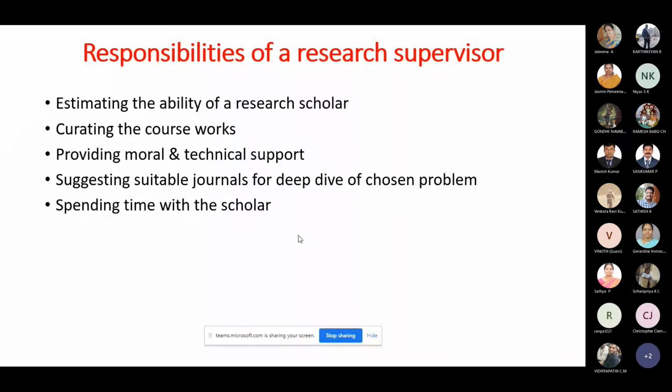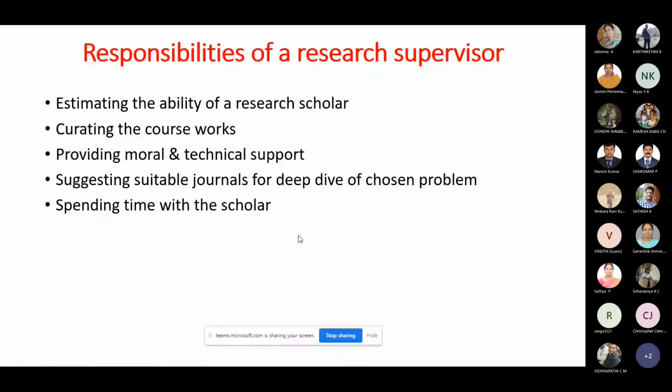Just spend time with the scholar, not progress monitoring, not going to take a stick and be with the scholar always, but you spend some time, take them out and just speak with them about what kind of problems they have. So if you are morally with them, then definitely you are going to produce a good research supervisor. I mean, a research supervisor is going to produce another research supervisor. I won't say that he is going to produce a PhD degree. What is the responsibility of a supervisor? He is going to produce another supervisor. He has to produce another supervisor.